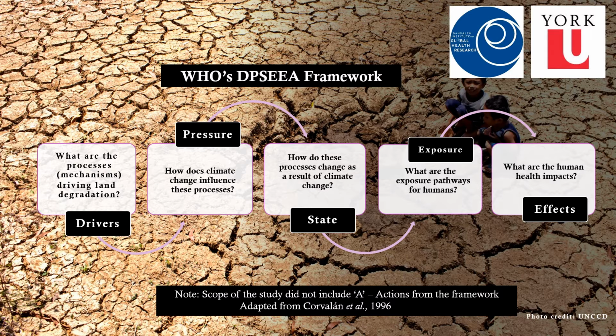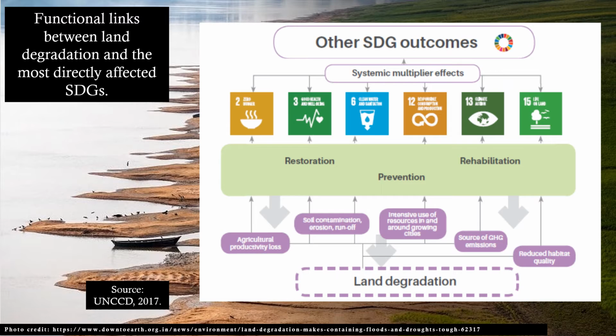For example, for the drivers, we've only focused on mechanisms that change or have the potential to degrade land, like altered soil moisture or soil salinity. And for state, we have only focused on how these processes change as a result of climate change. And finally, what are the exposure pathways through which humans are affected and what are its health consequences?